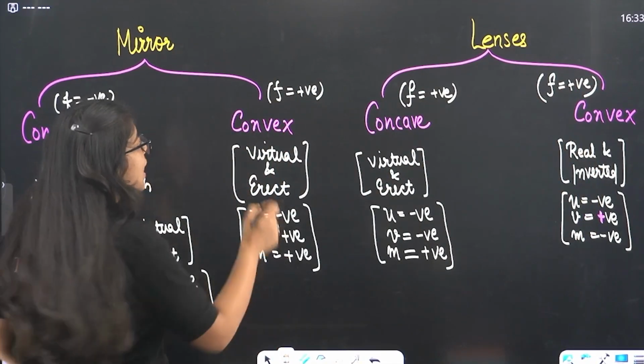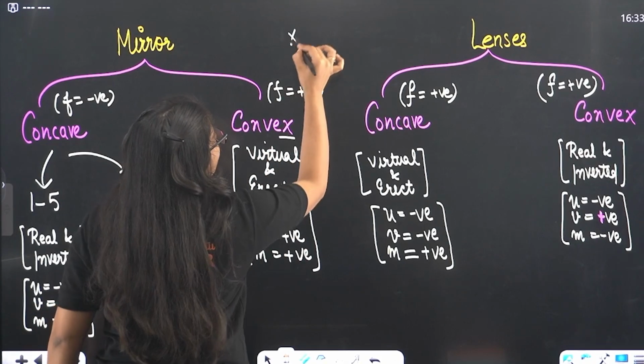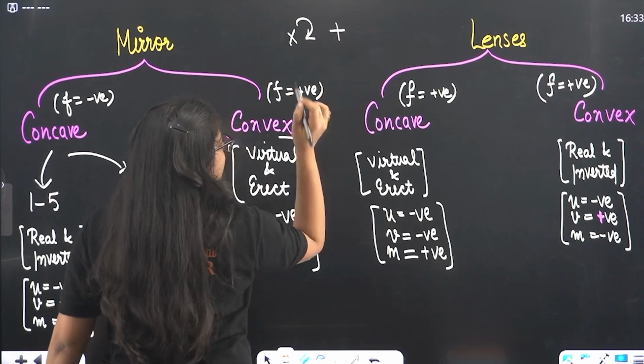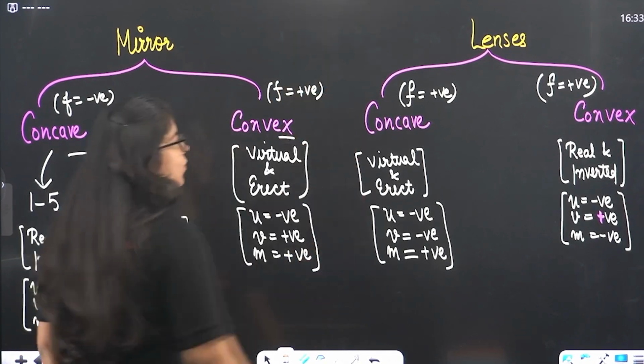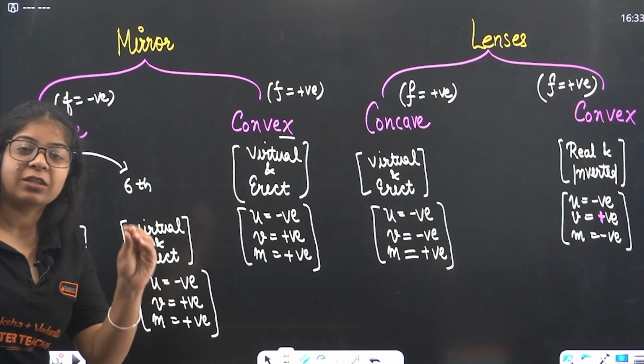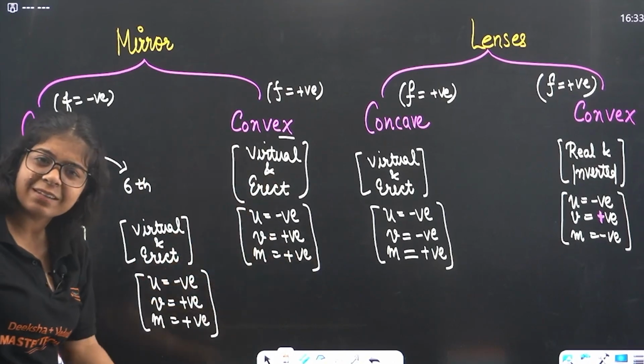How do you remember this? When this X comes, if I rotate this X, it will look like a plus. So the focal length is positive. Okay, that's how you remember the focal length of convex. And then concave is obviously negative, right?